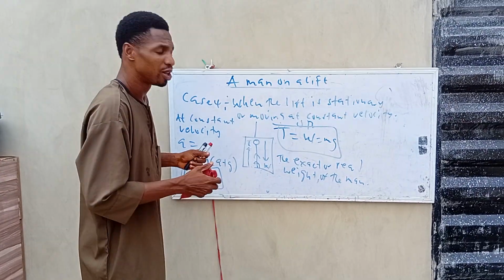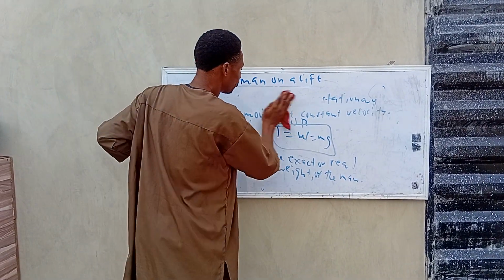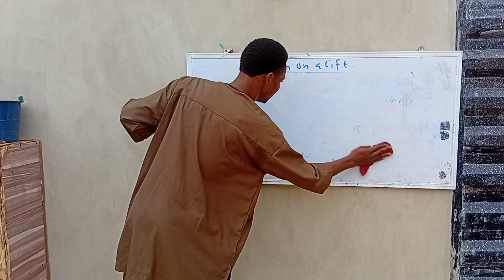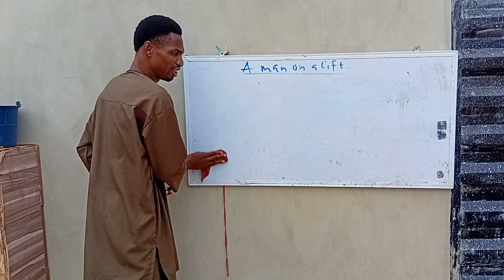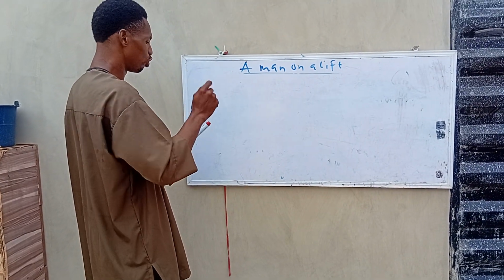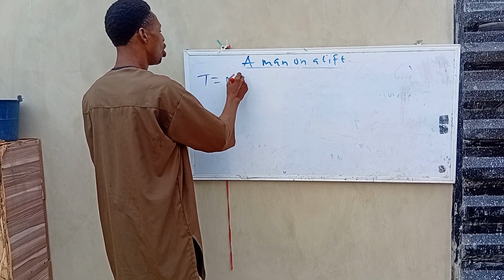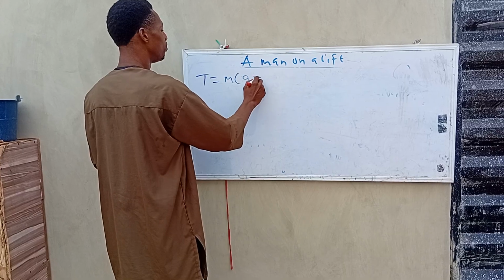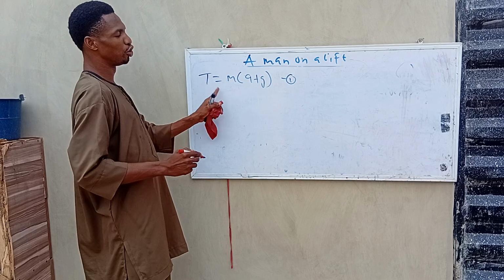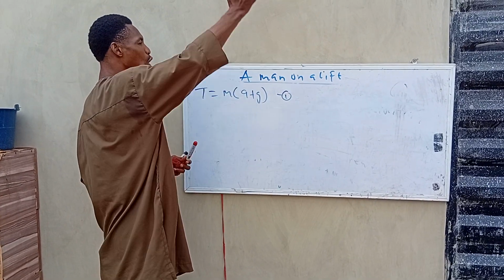Okay, let's recap. Let's state those formulas back so you understand it now. Let's summarize case 1. Case 1 is when the lift is moving upward. In that case we have T equals M over bracket A plus G. Where are you going to use this formula? When the lift is moving upward or accelerating.